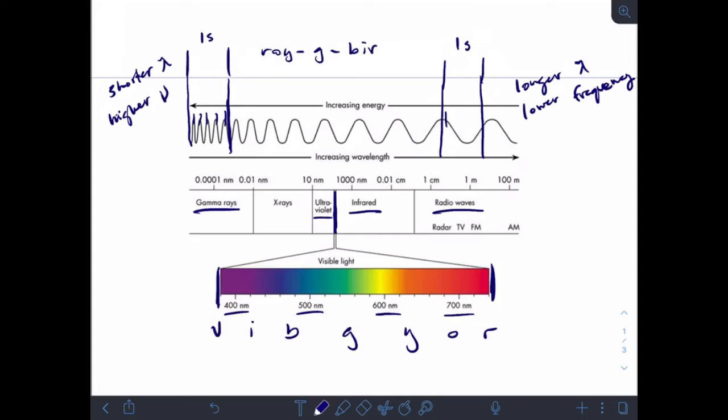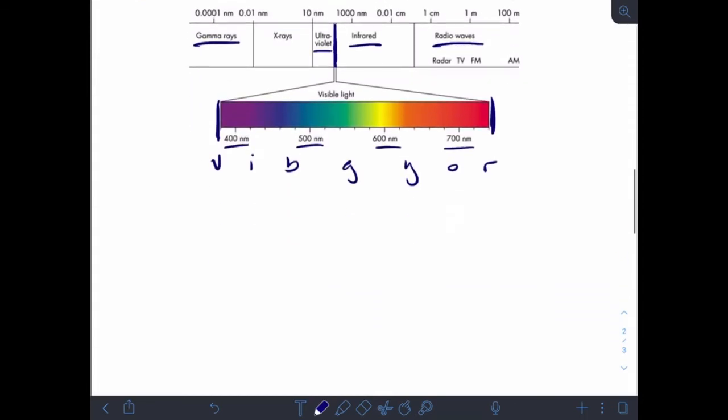All right, so the next topic to get into is the wave-particle duality of light.